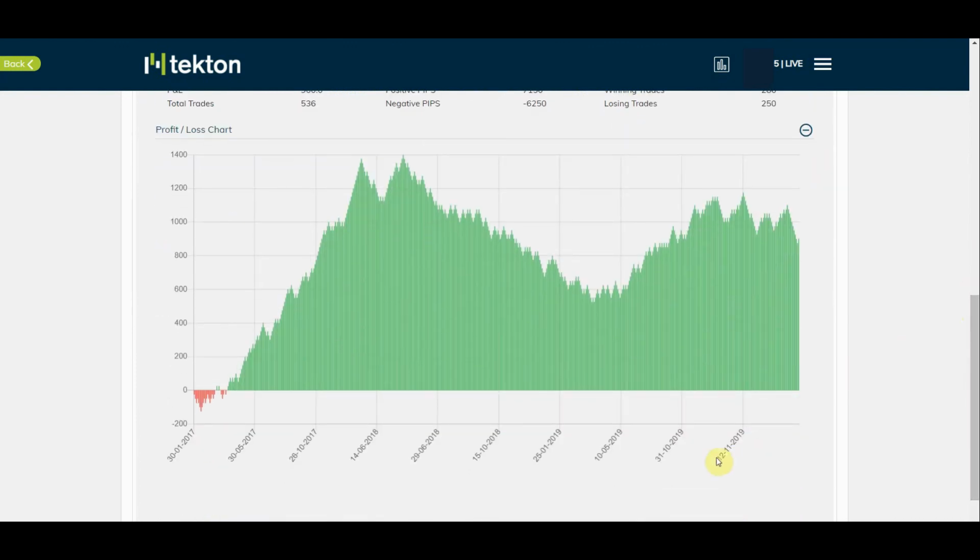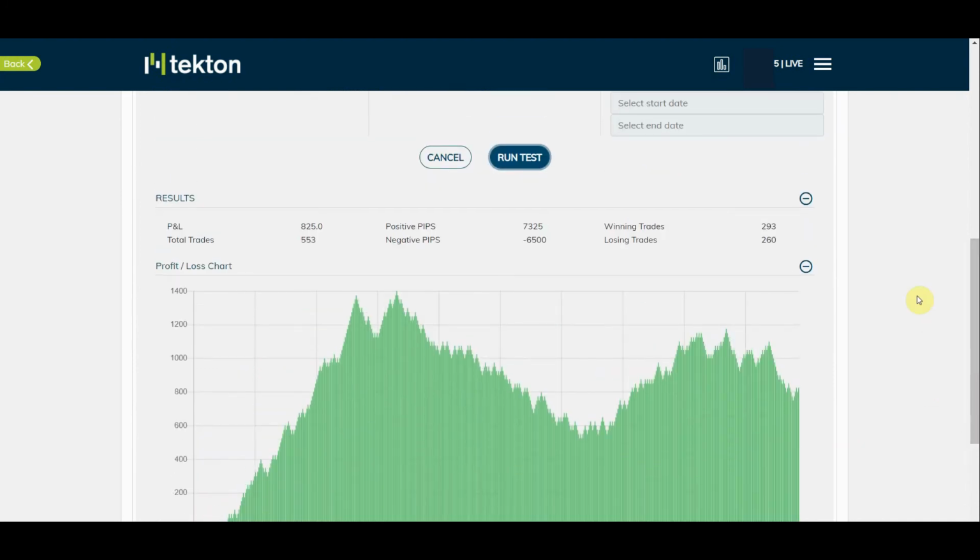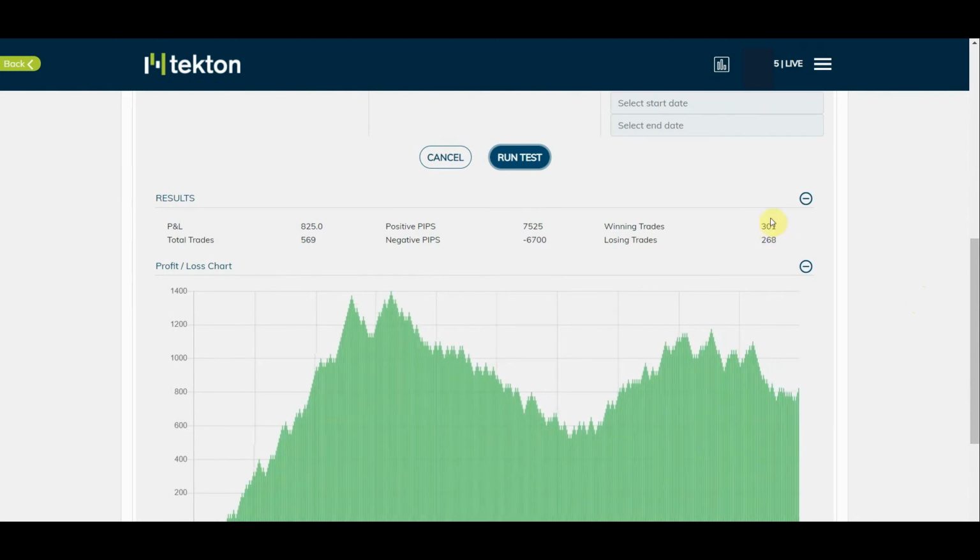Okay, so we're almost 3 years worth of tests now, coming to the final year. Well above 50% success rate. The winning trades in number are much higher than the losing trades. So we'll see what it's like when it's actually finished the test.